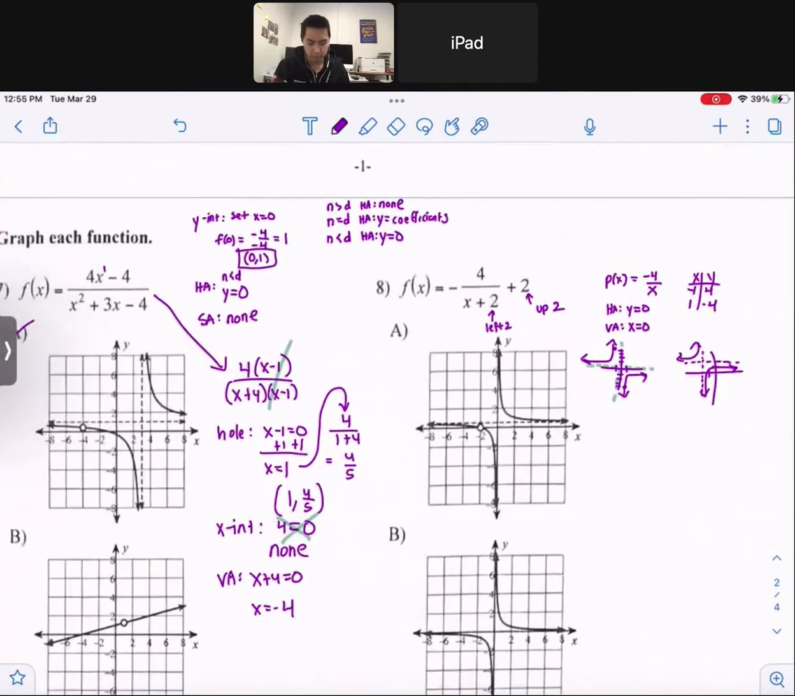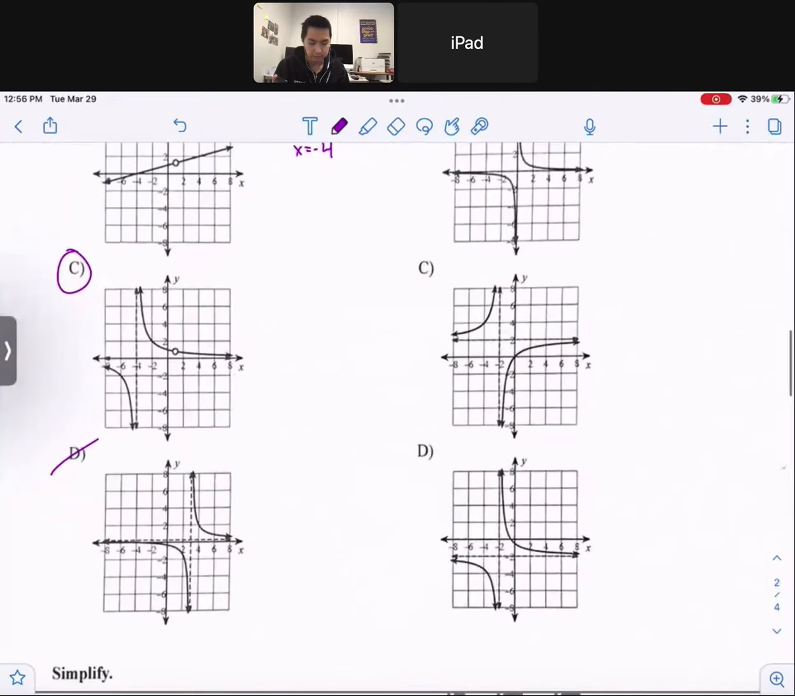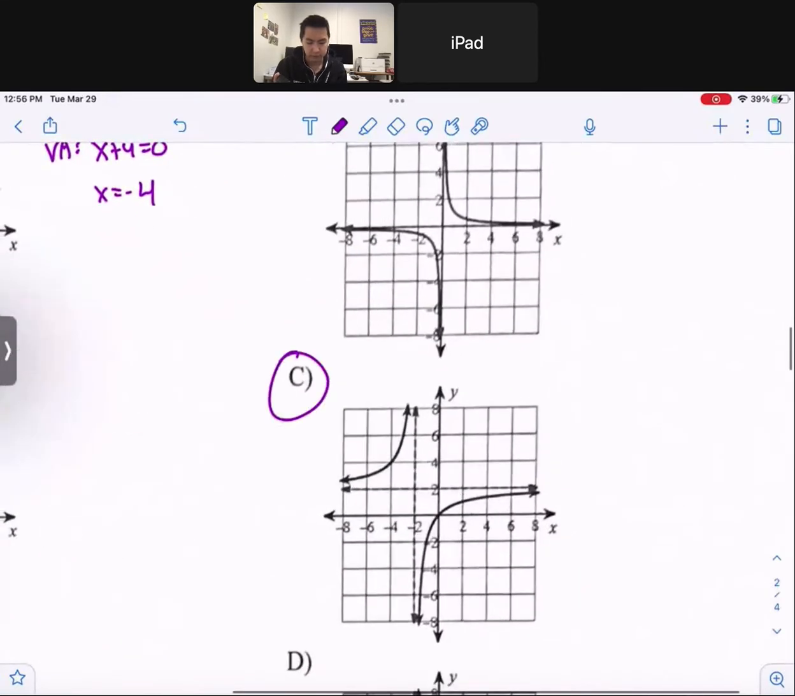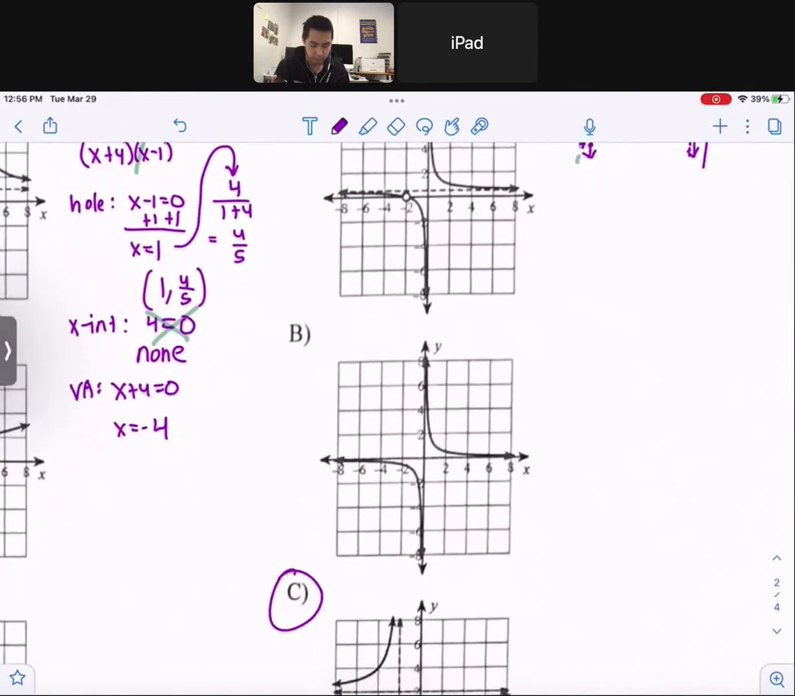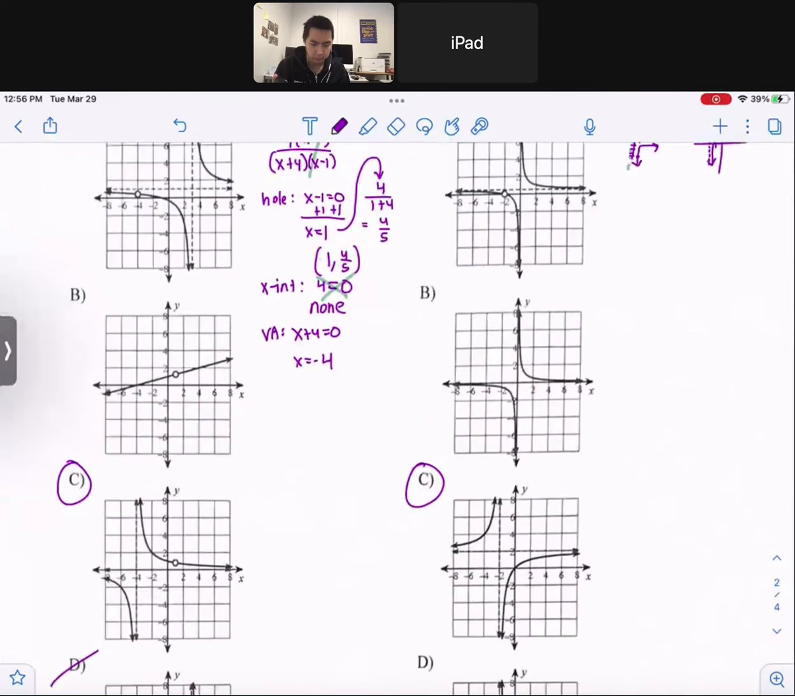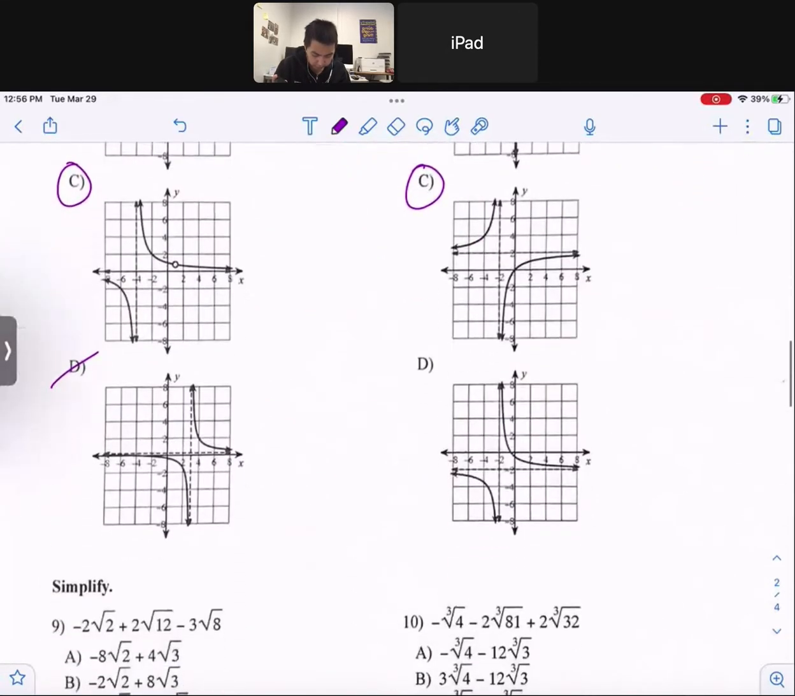So which graph represents that? To me, it looks like C. It looks like C. And that looks good to me because the vertical asymptote went left 2 and the horizontal went up 2. And the points seem to match up as well. -4 comma 4. Oh, -3 comma 4.